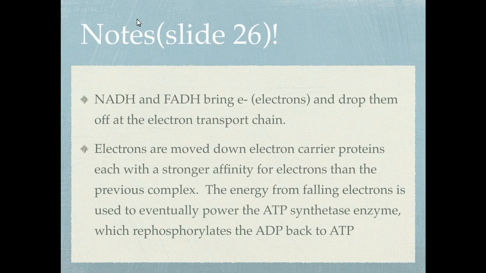This is an overview. NADH and FADH bring electrons and drop them off at the transport chain. Electrons are moved down electron carrier proteins, each with a stronger affinity for the electrons than the previous complex. The energy from falling electrons is used to eventually power the ATP synthase enzyme, which rephosphorylates ADP back to ATP.